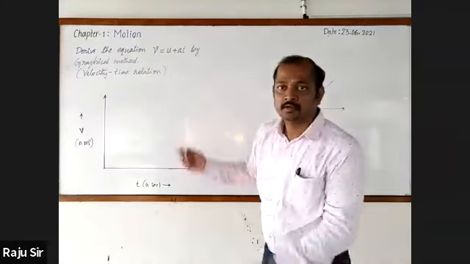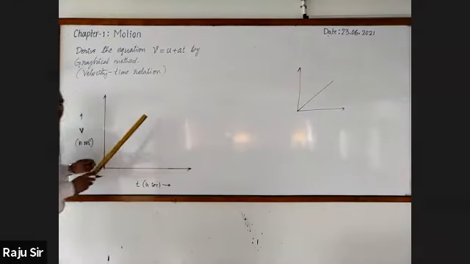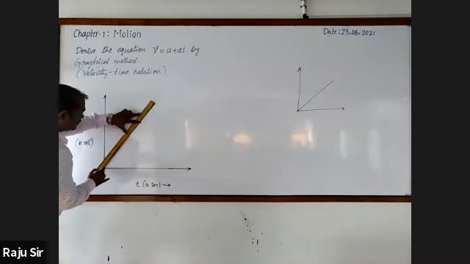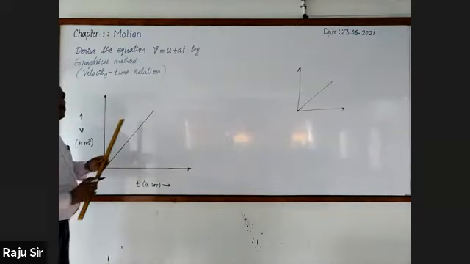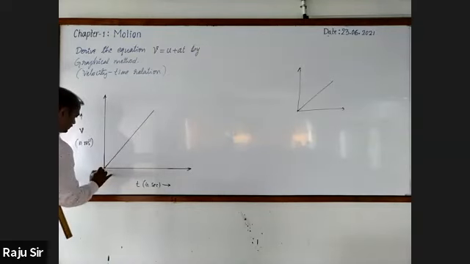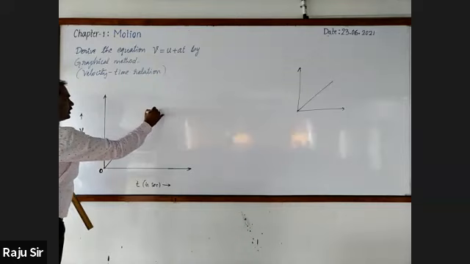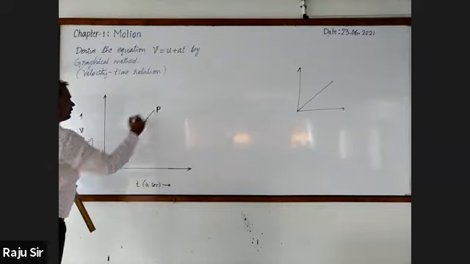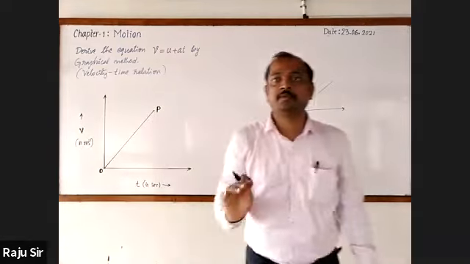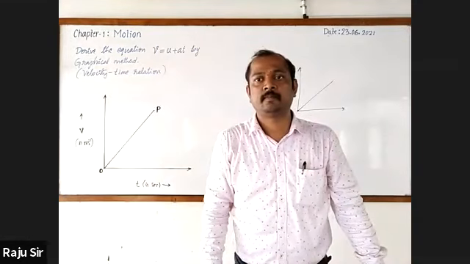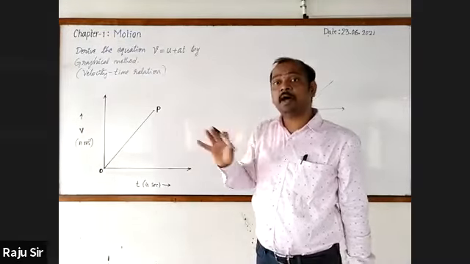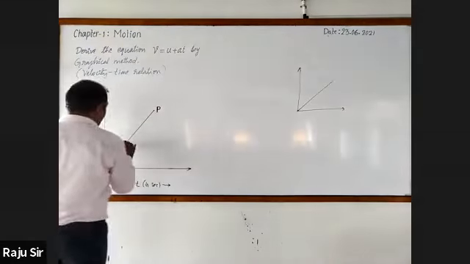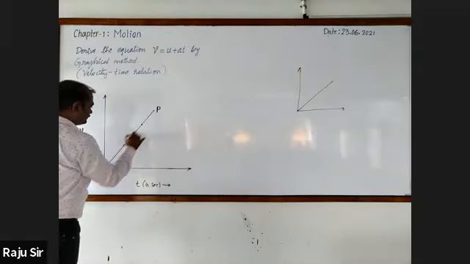Yes. Draw the graph of uniform acceleration. I call it O, and this you can call P. OP is the graph of uniform acceleration. Here also, I'm going to take a part of it. I take the part as AB. This is A and this is B.